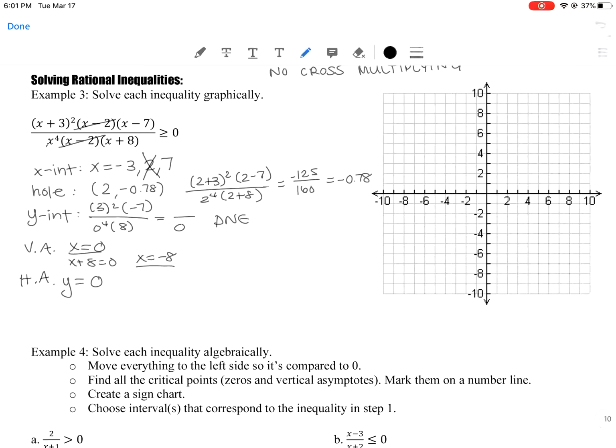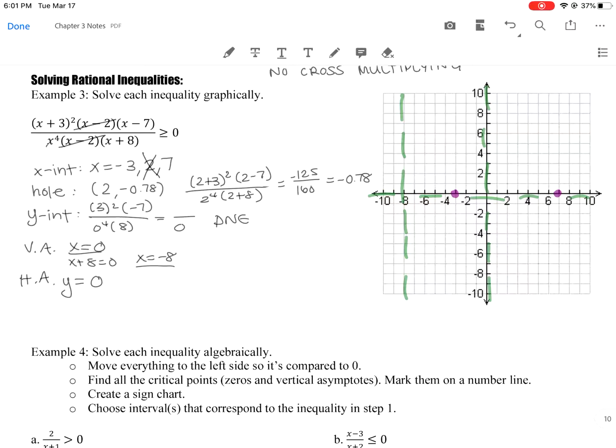So now let's go ahead and graph those things. As I go through, we've got vertical asymptotes at 0 and at negative 8, and then a horizontal one at 0. Beyond that, let's think about some of these x-intercepts. We've got one at negative 3, and we've got one at 7. If you look at things, it should bounce at negative 3, whereas it should cross at 7.